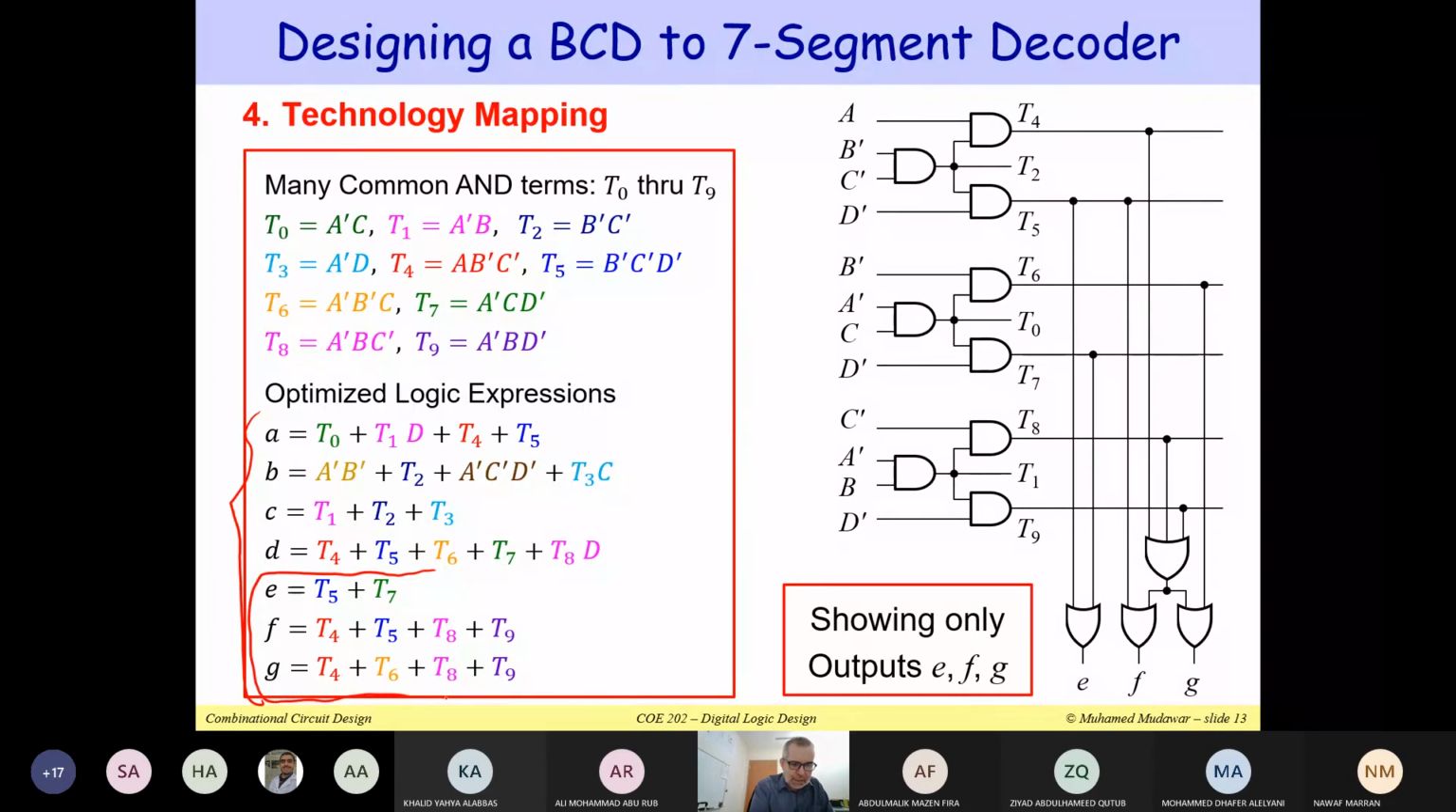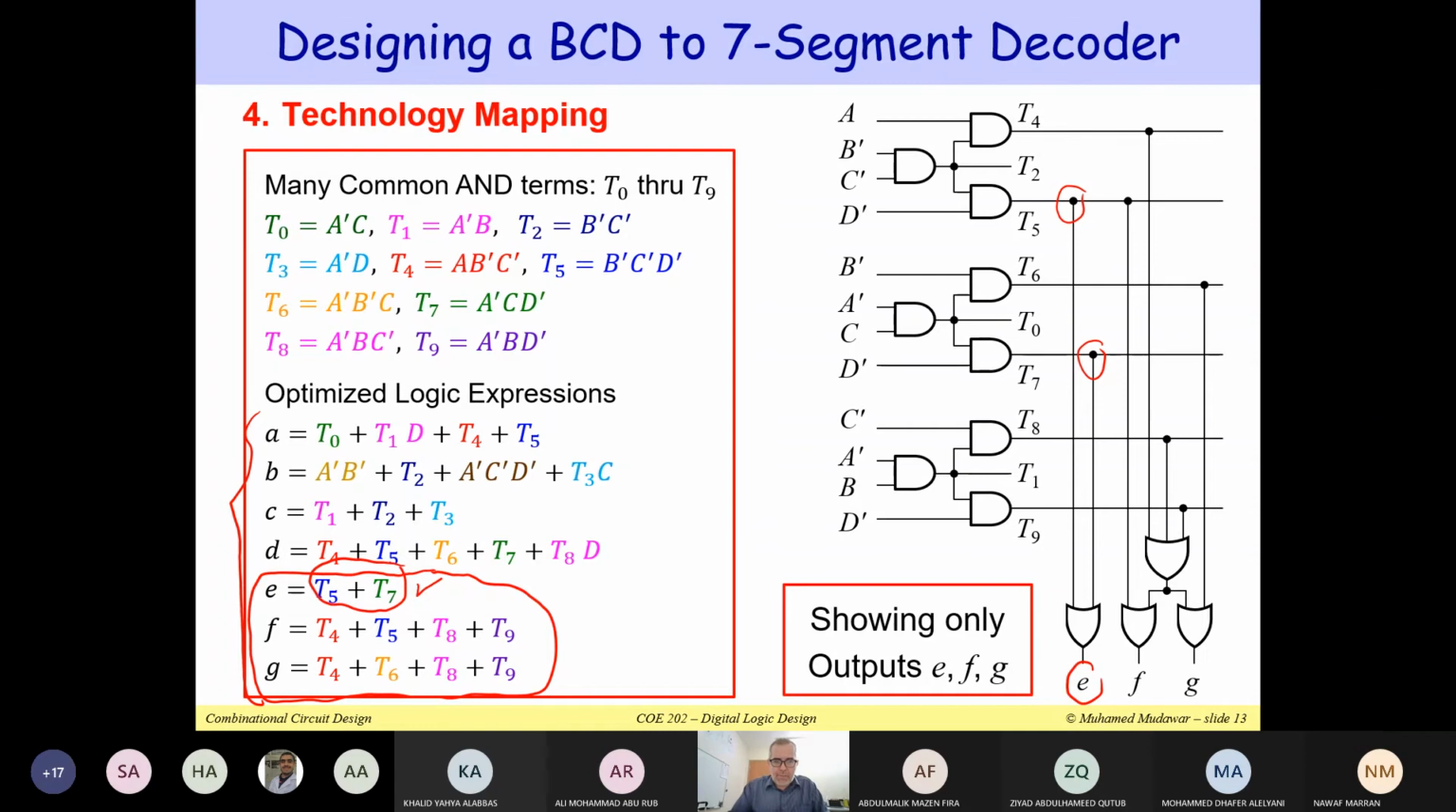Of course, we need more space to show the entire circuit, but just to illustrate the idea of generating all of these terms. First, we need to generate all the terms from T0 all the way to T9. But let us take a look here at the output E. The output E is T5 or T7. It's this expression here. So this is T5, and this is T7. And I just need one OR gate.